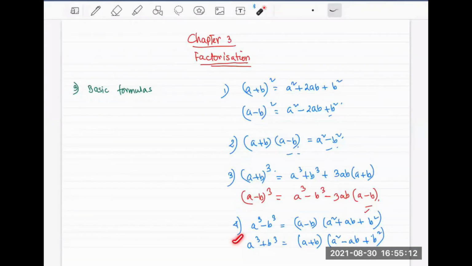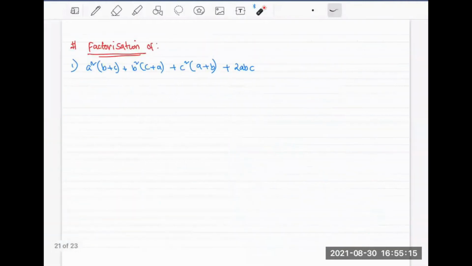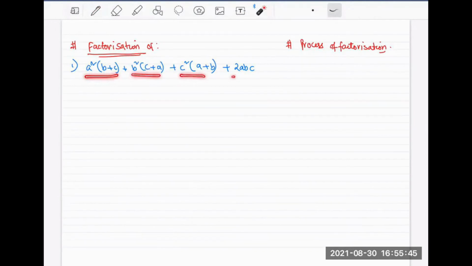Okay. Now let's move on. Let's start with the first factorization. Before factorization, I want to let you know about the process of factorization. What is the process of factorization? You can copy this, by the way. Here, the terms are in brackets, right? You break it down, you do distributive property multiplication.